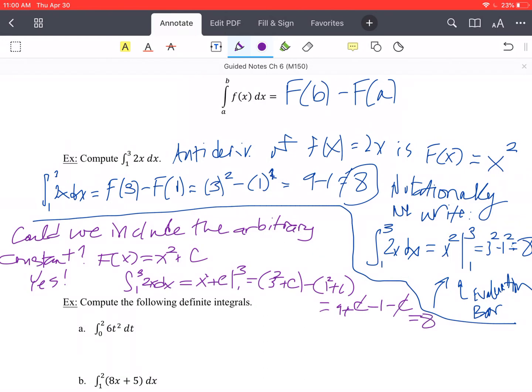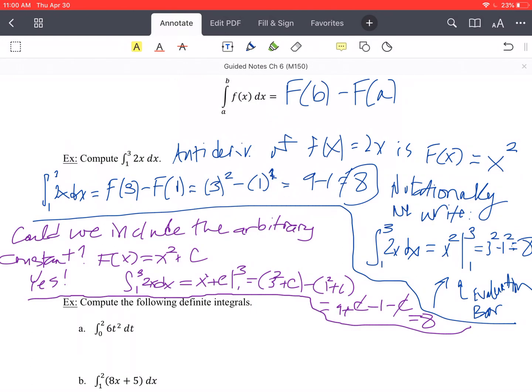And that would happen every time. So that's not just an anomaly. If you do include the plus c, it's just going to disappear in your calculation regardless. So when it comes to a definite integral, I would just leave it out. Just don't even include it. You don't need it for a definite integral. Okay, indefinite integral with no bounds, you do have to include it.